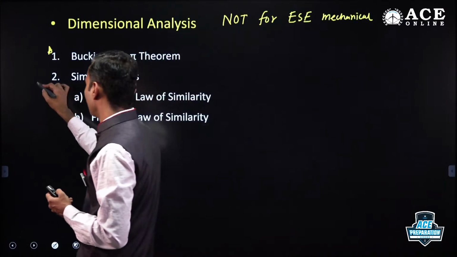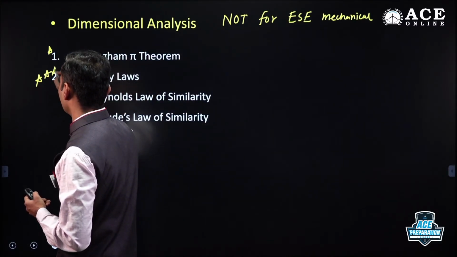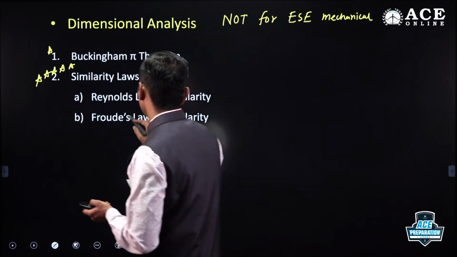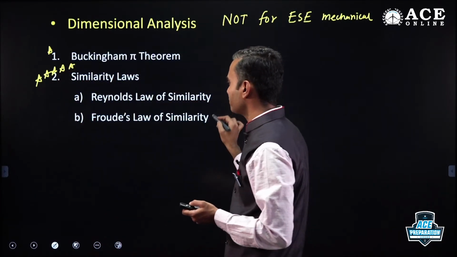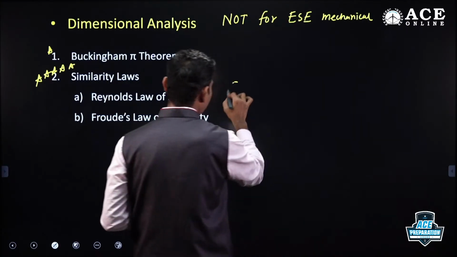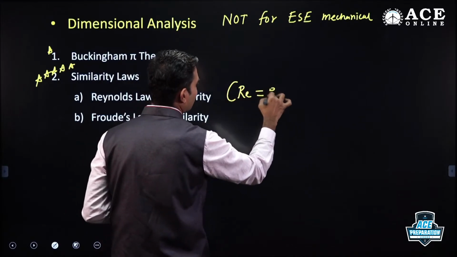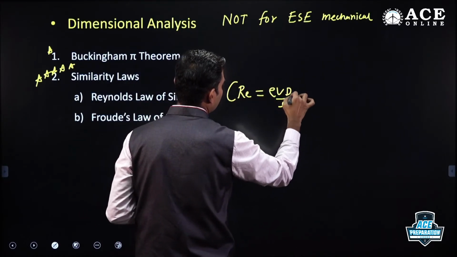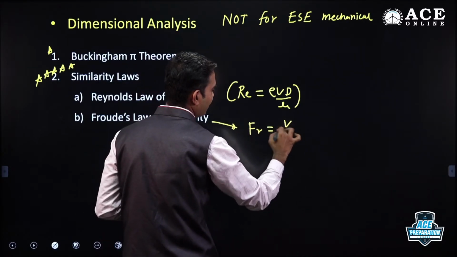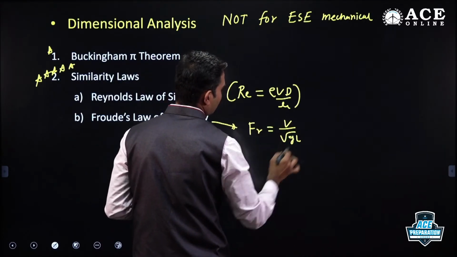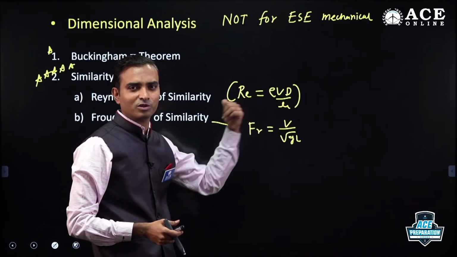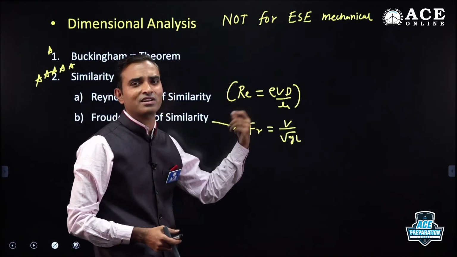The most important topic is similarity law. So I have listed this in the first category. Here you have to study only two laws, Reynolds law of similarity and Froude's law of similarity. Reynolds law is related to the Reynolds number, rho v d divided by mu. Froude's law is related to the Froude number, v divided by root g l. So you have to match this dimensionless number for model and prototype. By matching the numbers you will get certain relations.